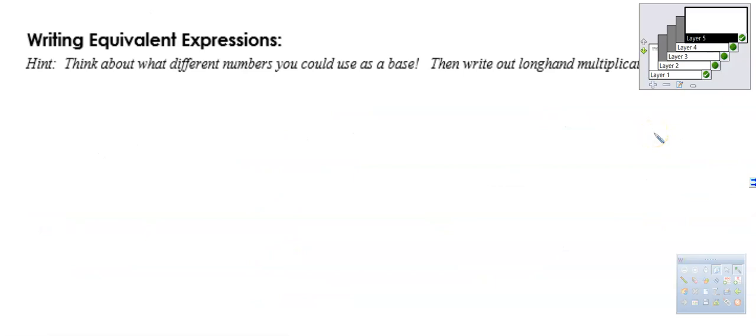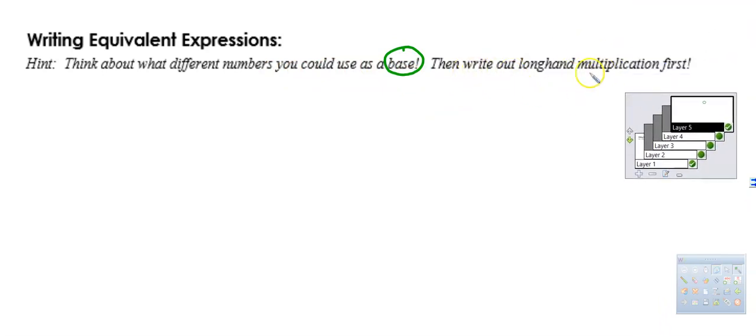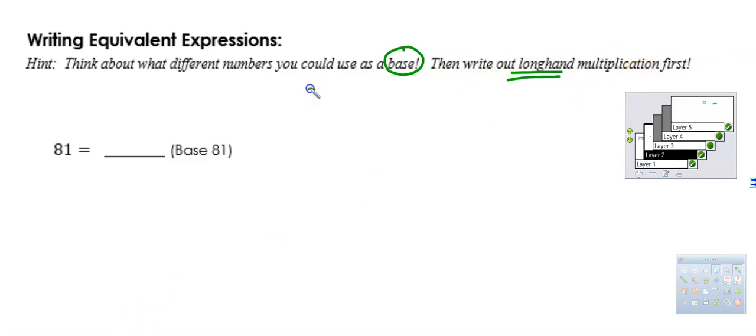All right, the final piece is critical thinking. Can you apply what you know to these examples? We are going to write equivalent expressions. So when I ask you to do this, I want you to think about the different numbers you can use as a base for the given number in standard form. Then write out longhand multiplication first. So the number of focus here is going to be 81. It's in standard form. Can we write that with a base of 81 and an exponent? Can we write these equivalent expressions for 81 in exponential form?